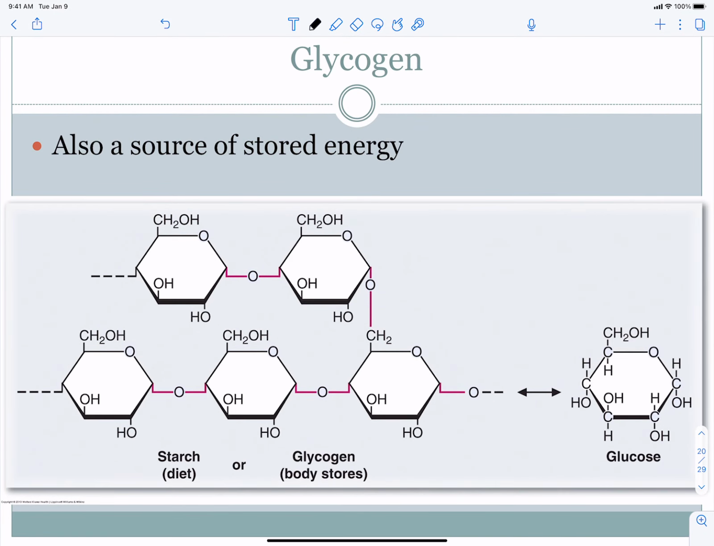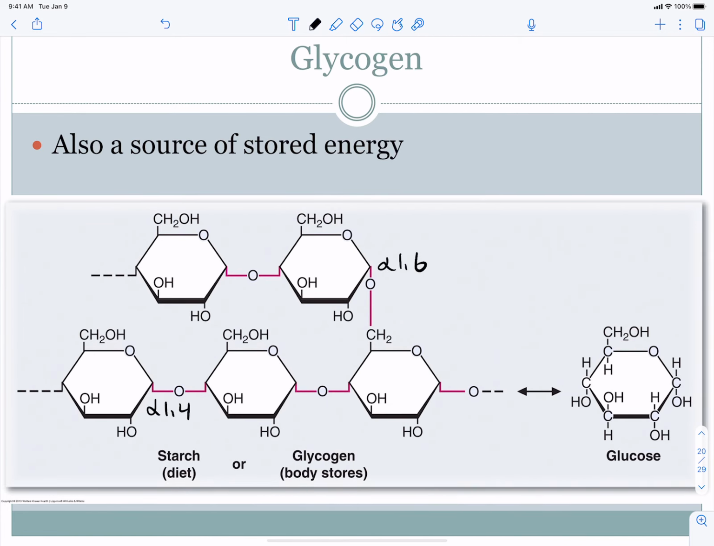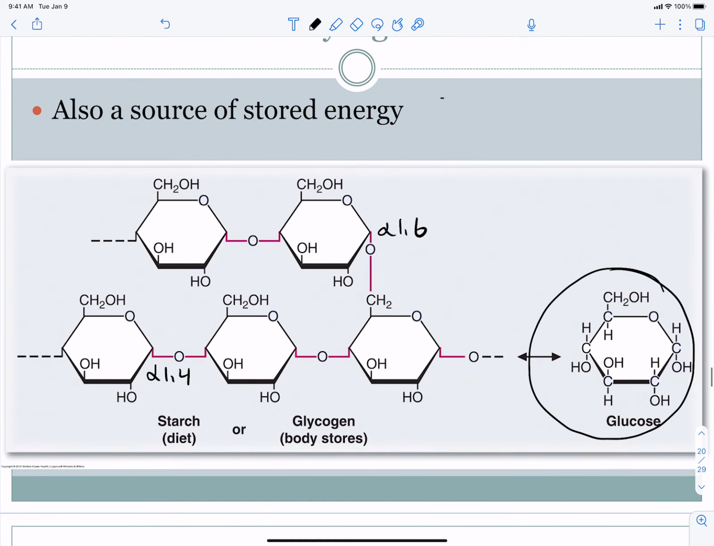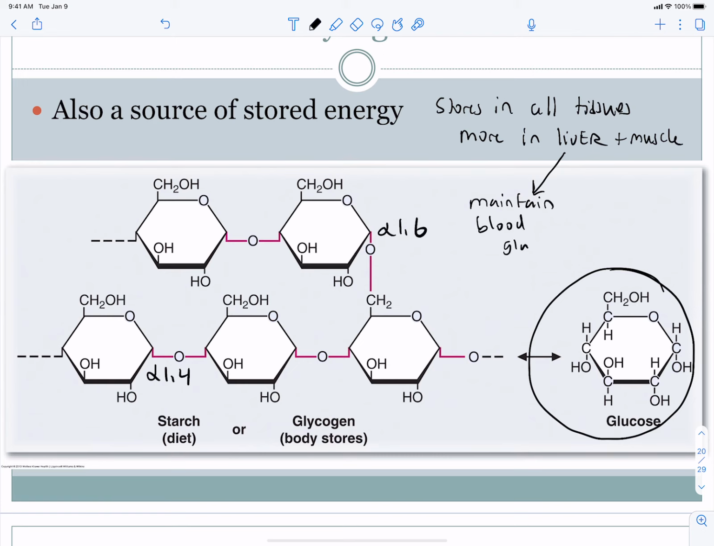All right, so here's our glycogen molecule we already talked about. Here's our alpha 1,6 bond. Here's our alpha 1,4 bond. And glycogen is made up of glucose subunits. Now, glycogen, you're going to have stores in almost all tissues, but you're going to have more in the liver and in muscle. But they're going to be different. The liver glycogen stores are going to be used to maintain blood glucose. The muscle glycogen stores are going to be used for energy. So keep that in mind.